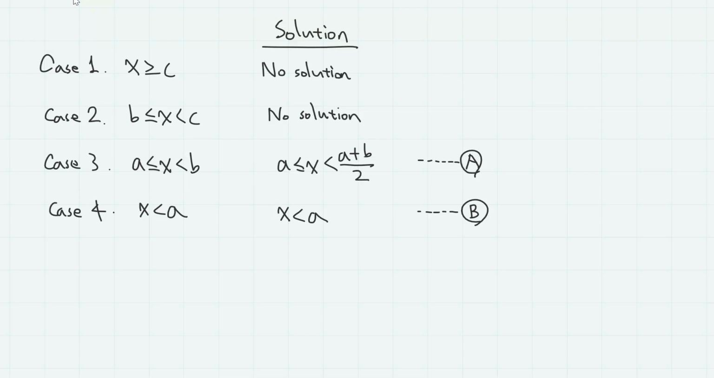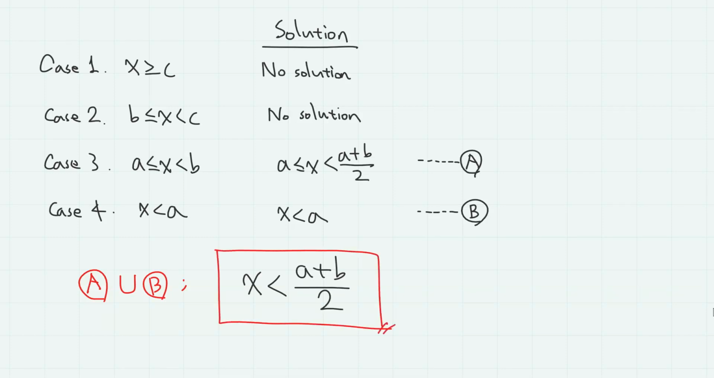Alright, so far we have obtained these. Therefore, the range of x satisfying the given inequality is the union of ranges a and b, which gives x is less than (a plus b) over 2. And this is the answer.